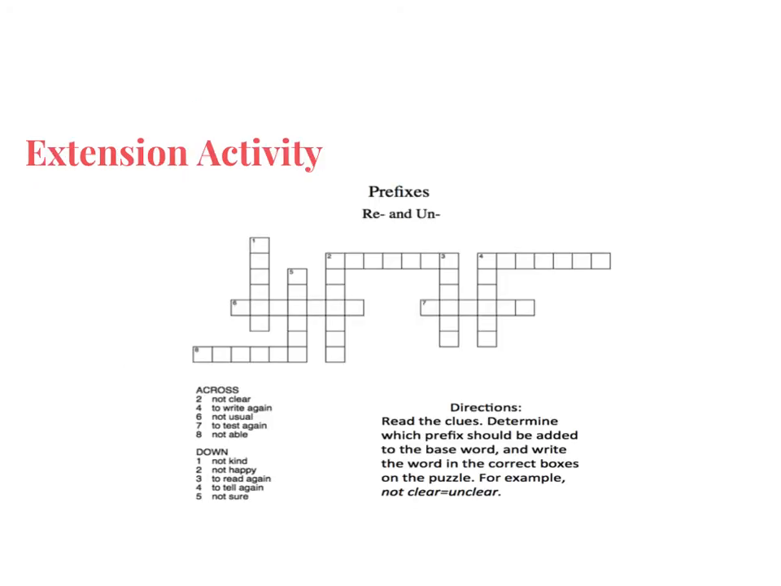This is the extension activity. The prefixes will include re and un. Students will read the clues to determine which prefix should be added to the base word and write the word in the correct boxes on the puzzle. For example, number 2, across, should be unclear.